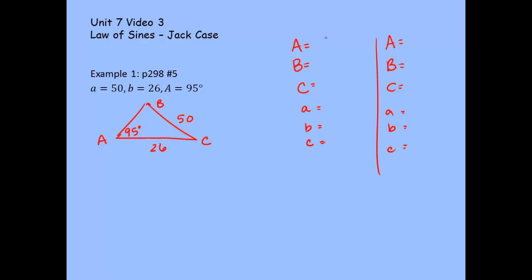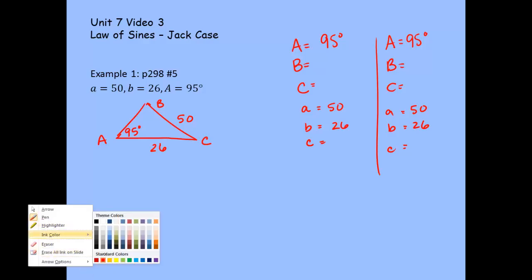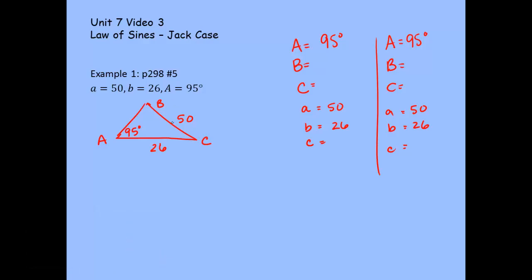And I know that angle A is 95 degrees in both situations. And I know that little a is 50 in both situations. And that little b is 26 in both situations. So that information is already given to me. Now I'm going to choose a different color here to really highlight the fact that we are looking at two sides and an angle that is not between them. So this does give us our side-side angle. And I'll be looking for both angles B and C, and then side little c.